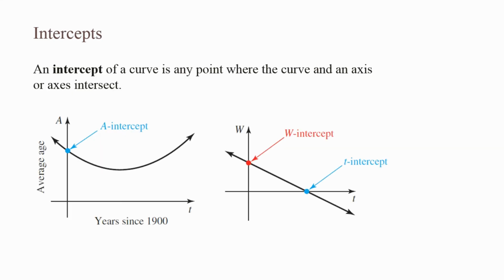Another important thing to know about our graph is where the curve or line crosses the axis. For our curve, the blue dot is our a-intercept. That's where our curve crosses the a-axis. It does not cross the t-axis. For the line, our blue dot is our t-intercept, where it crosses the t-axis. And the red dot is the w-intercept, where it crosses the w-axis.